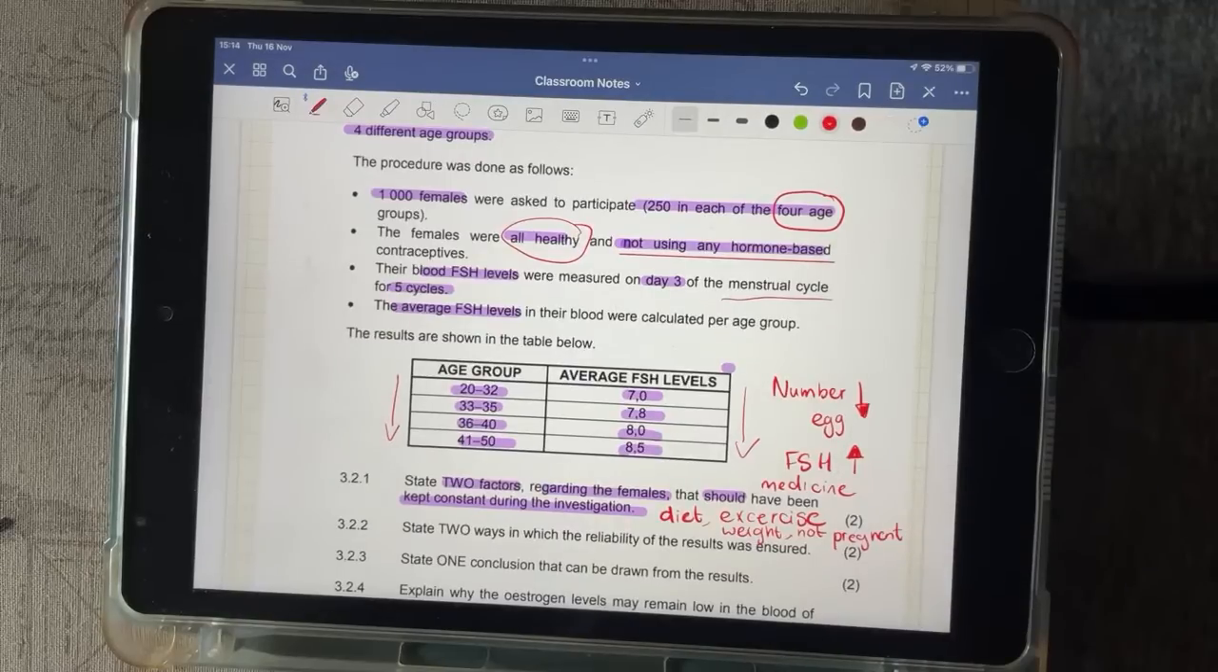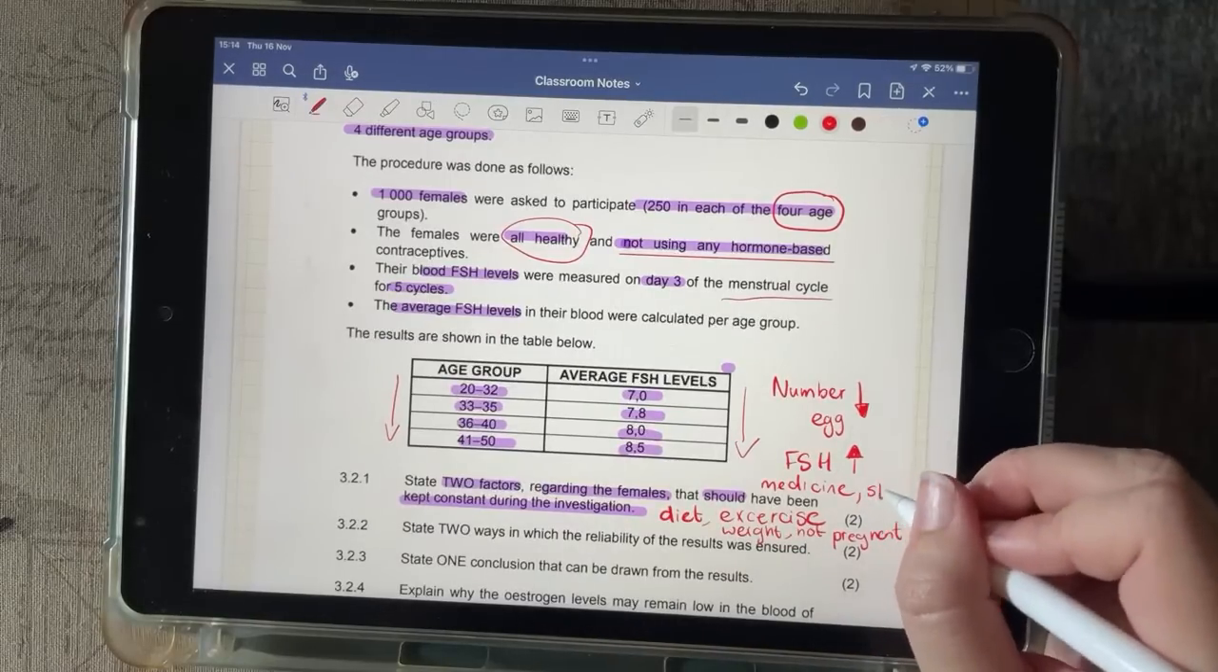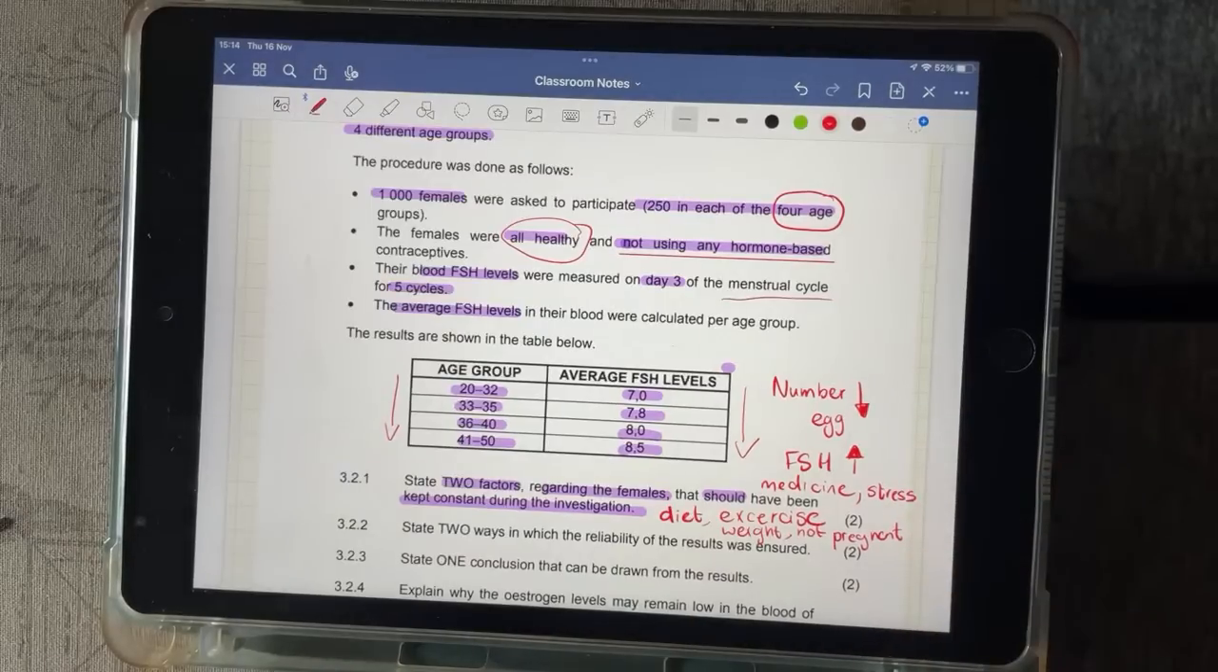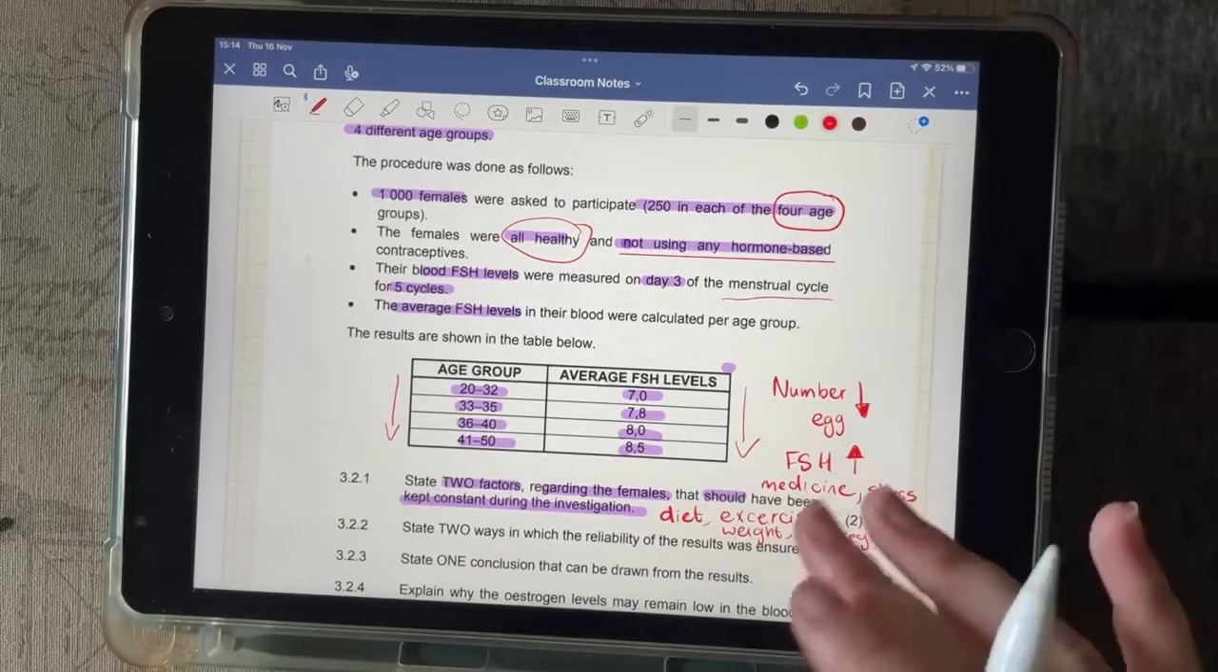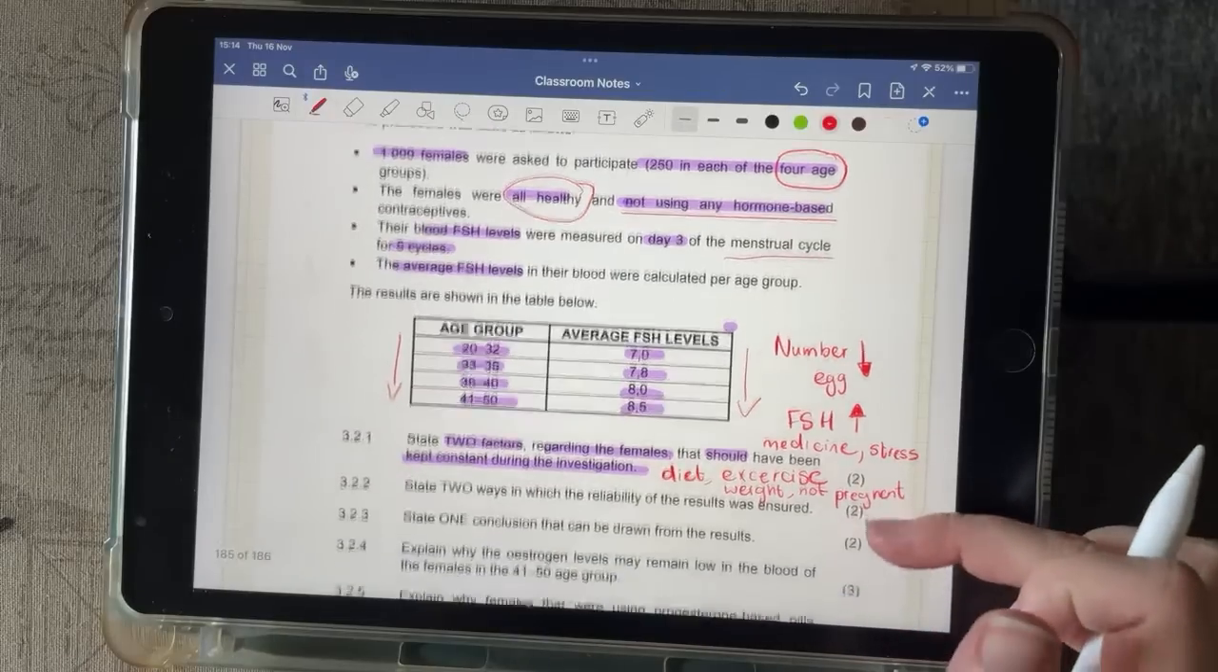The environment, not so good. Oh, stress is a nice one. The stress levels, because that affects your fertility. I think we've got quite a few here. We'll check the memo now to also see what they would say.